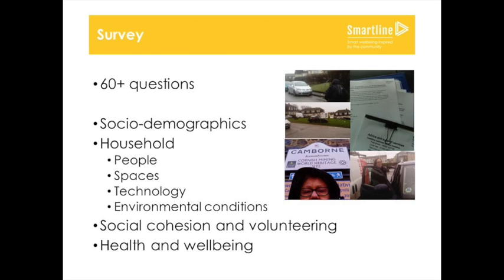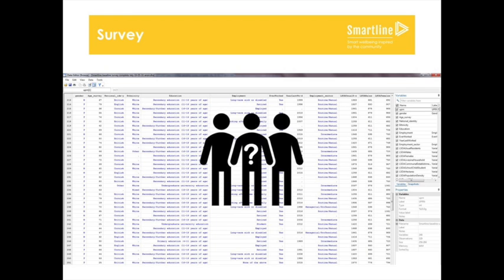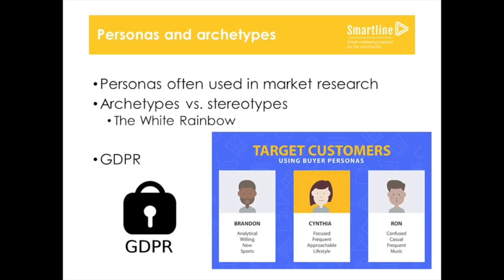And thankfully, a member of our team used to be a market researcher, Emma. So we suddenly came across the idea of personas and archetypes. And I want to talk to you about how we've implemented that within the Smartline project. So many companies use personas to typify their customers and learn about how to target them. And this is just an example I managed to find online of 3 personas that were being used by one company.